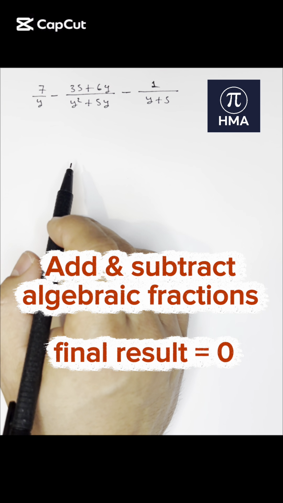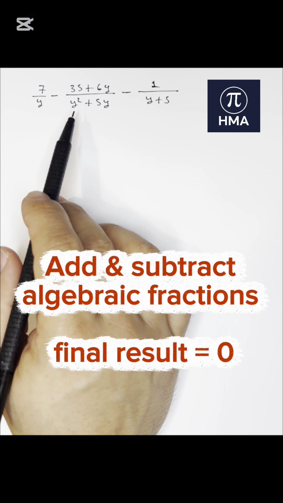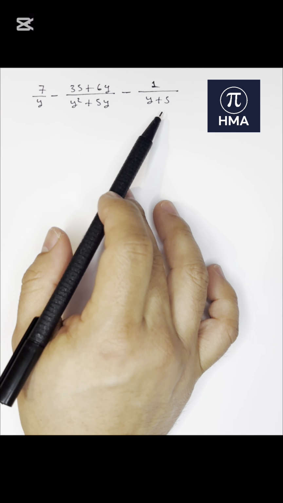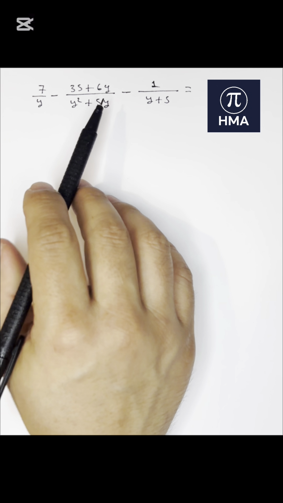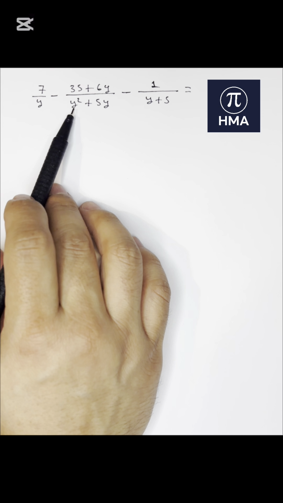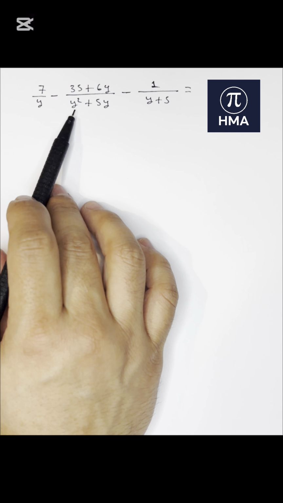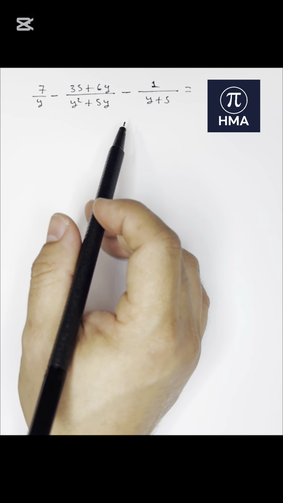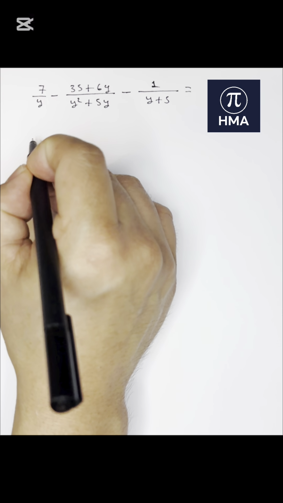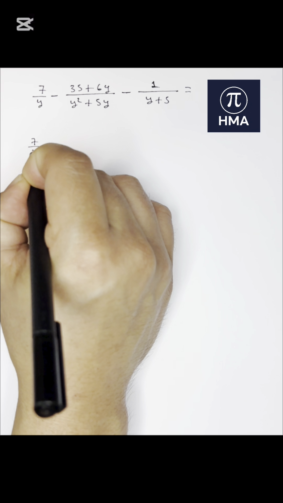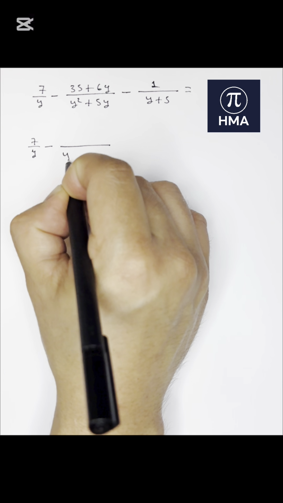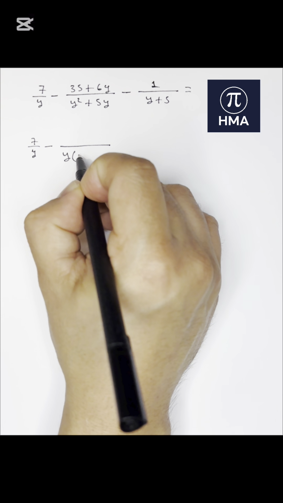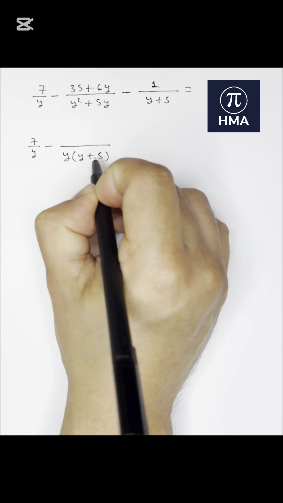We need to reduce to the minimum expression the result of the sum of these three algebraic fractions here. First, if you observe, we have a y that is common in these two terms in the second denominator. So I will factorize that first. So I will write 7 divided by y, minus, and then we have a y that is common in this denominator, and then we have y plus 5, right?